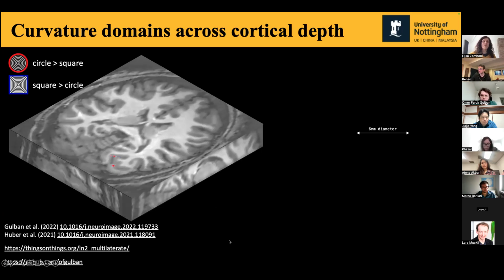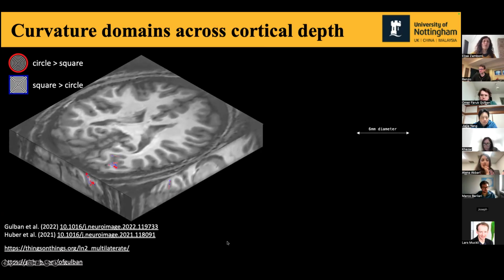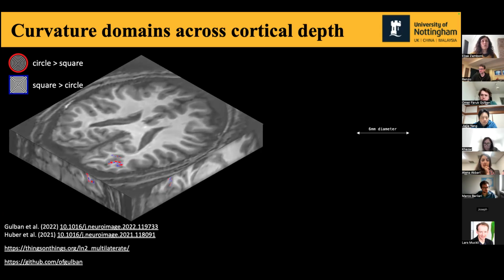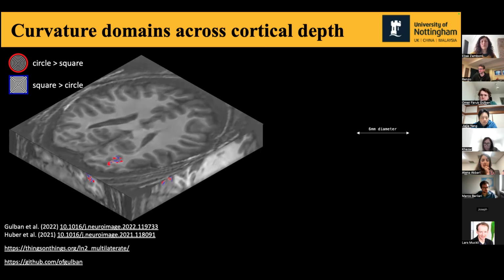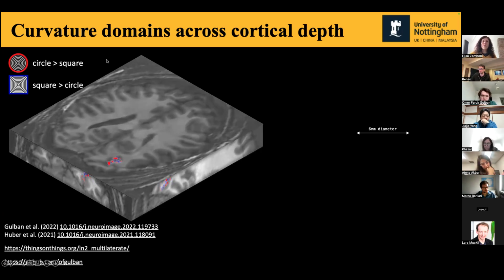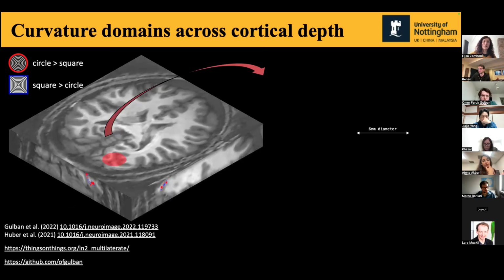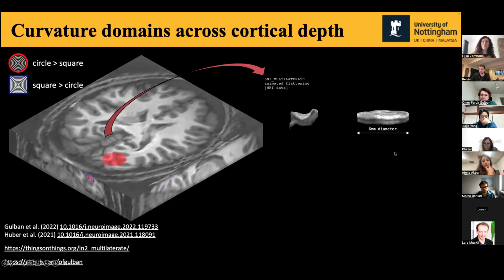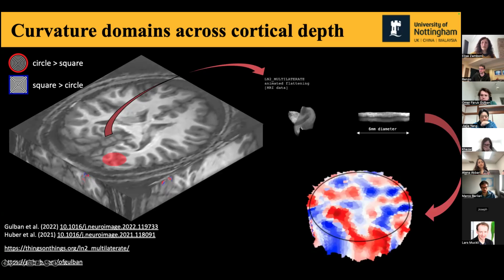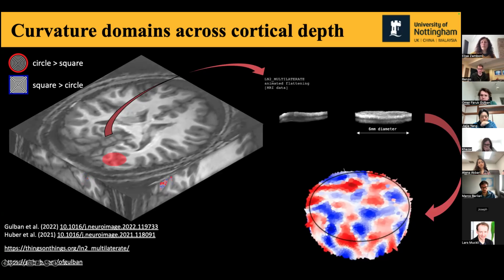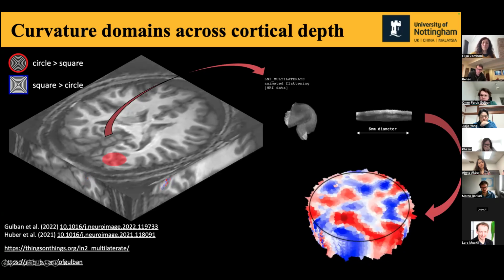So if we are to move through our slab of acquisition, we can see that we have these blobs that start to emerge and follow through from the surface down to the deeper areas of the cortex. A different way we can visualize this is to extract the chunk of cortex located around the area of interest and then flatten it out into a disk, project our activation map onto this disk, and then it's much easier to see that these domains do run across the cortical depth.